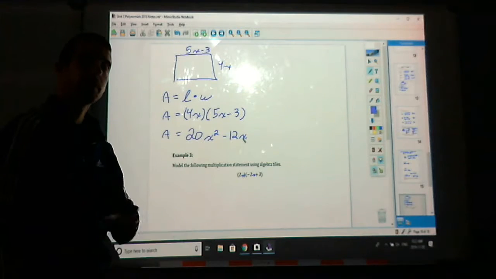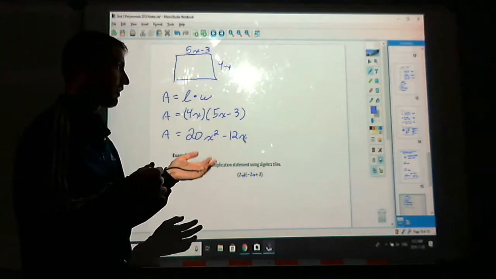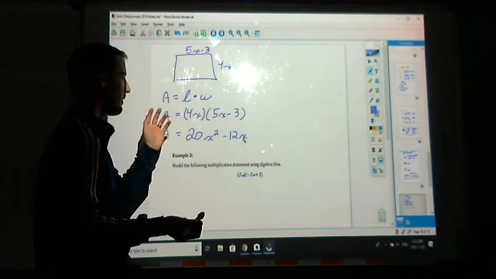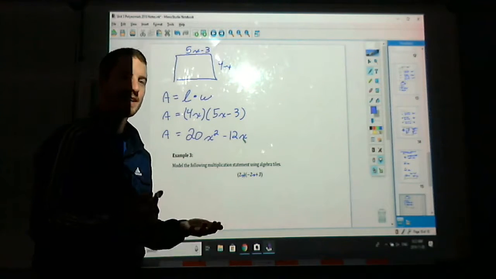Because it's a word problem, I would say I expect a statement saying the rectangular area of the gym floor is demonstrated by the expression 20x squared minus 12x, or something like that.